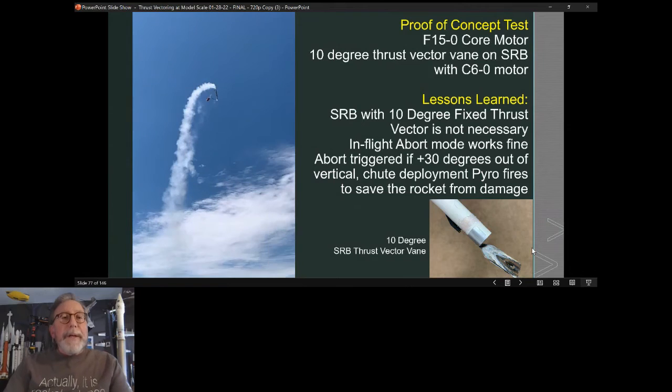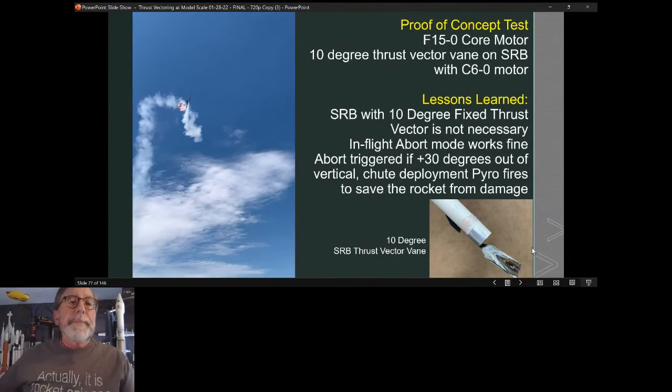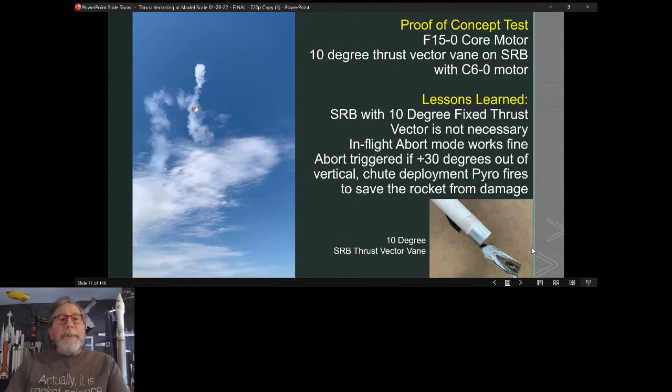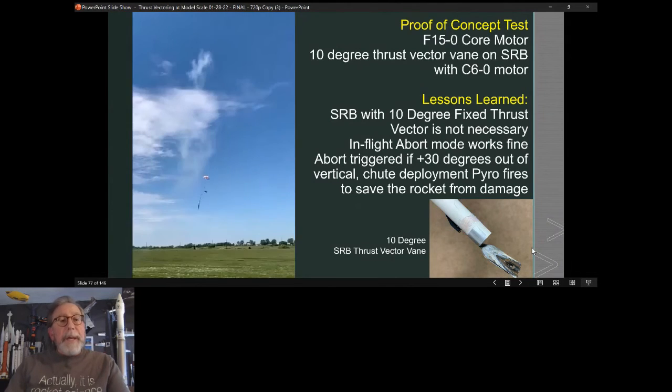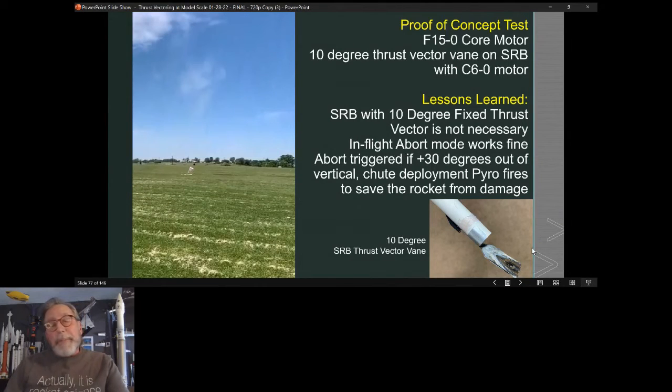So what's happening there at 30, if the rocket goes 30 degrees out of vertical, there is an in-flight abort mode that fires the parachute pyro. So you get your rocket back and it's unbroken. So it's a pretty nice feature. Used it a number of times. But I wish some aerodynamic rockets had that feature.